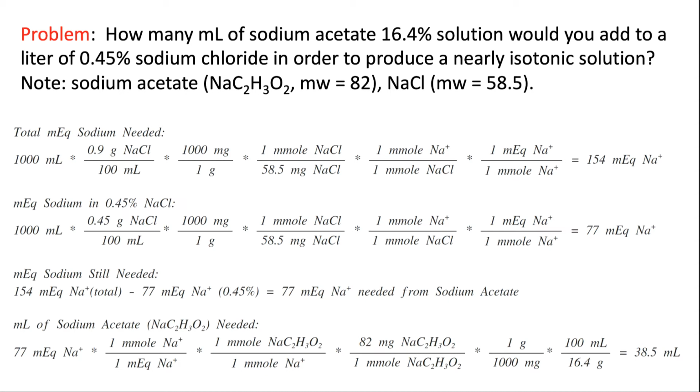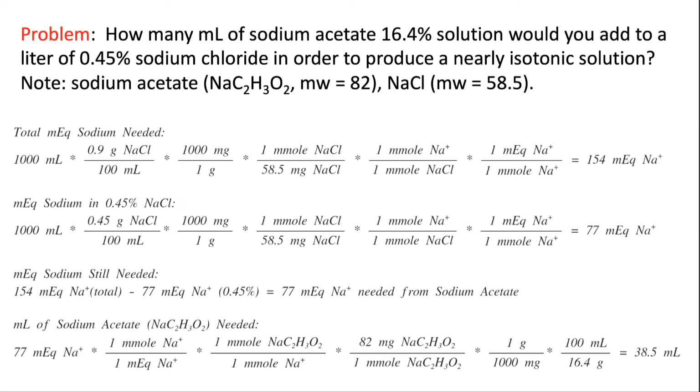My last calculation is to start with the fact that I still need 77 milliequivalents of sodium. Let's convert that back to the number of molecules. So we'll multiply that by the fact that there's 1 millimole of sodium for every 1 milliequivalent, since the valence is 1. Now I'm in millimoles of sodium. I'm now going to convert that to millimoles of sodium acetate by looking at the formula. And the formula has 1 sodium, Na, for every 1 acetate, C2H3O2. So there's 1 sodium for every 1 sodium acetate. So I'll multiply by the fact that in 1 millimole of sodium acetate on top, there's 1 millimole of sodium. So now I've converted from sodium to sodium acetate.